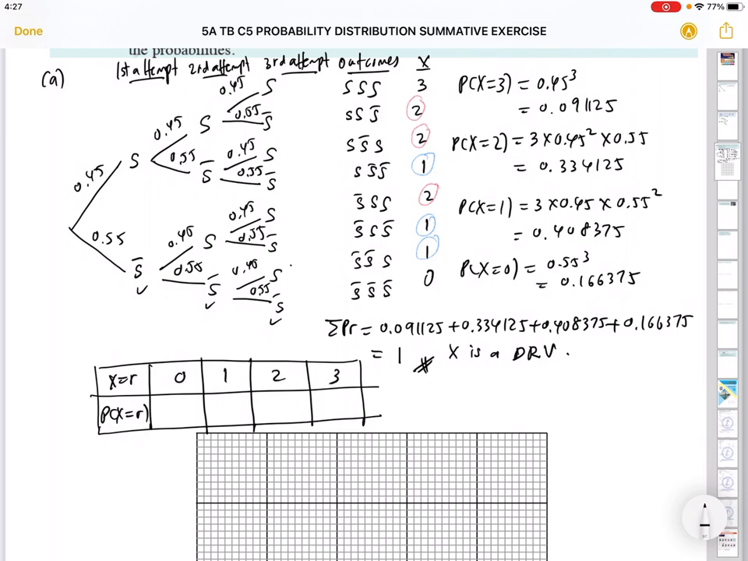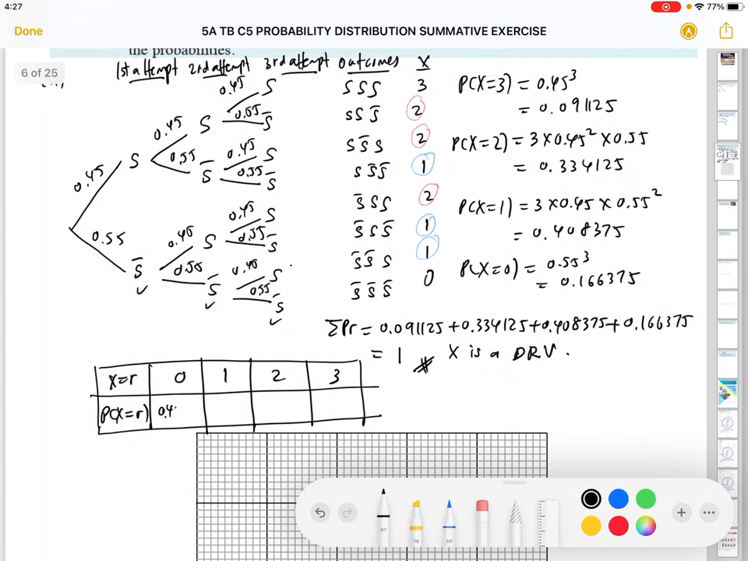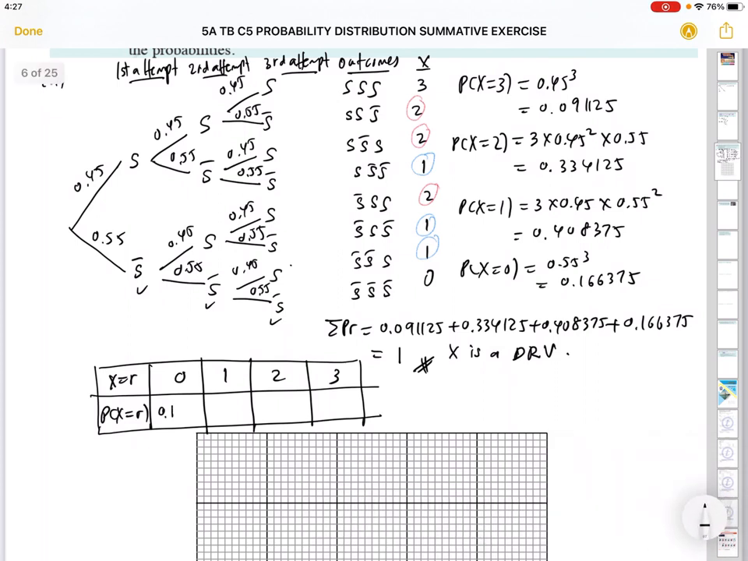For missing all, it will be 0.1664. Scoring 1, 0.4084. Scoring twice, 0.3341. Scoring 3 times, 0.0911. I think it's enough. Okay, sorry for the ugliness. So let's move this up.